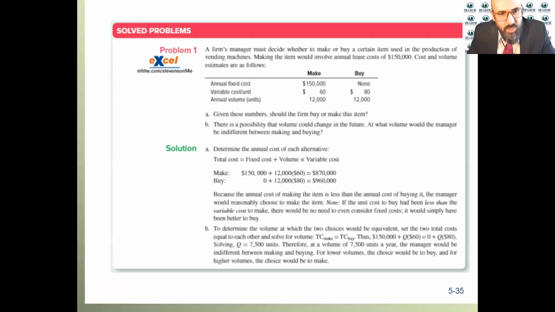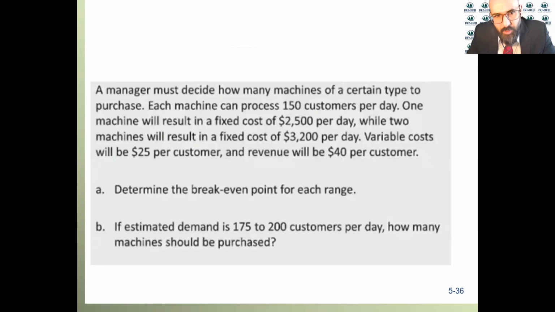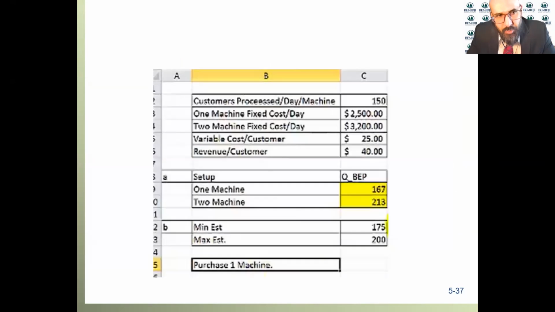What I want to do, there's only one thing left in this chapter, which is make versus buy. We did not take an example, so I want to do a video on make versus buy, and another video on the break-even point for multiple machines, and I will show you what we have to do in order to do that.